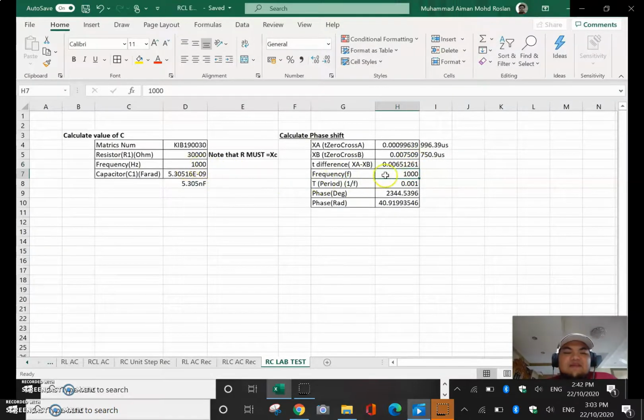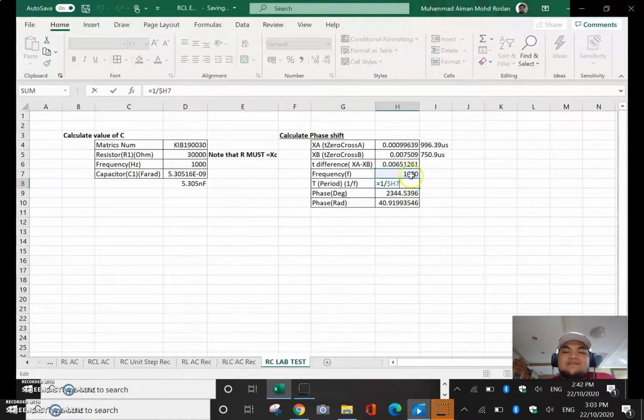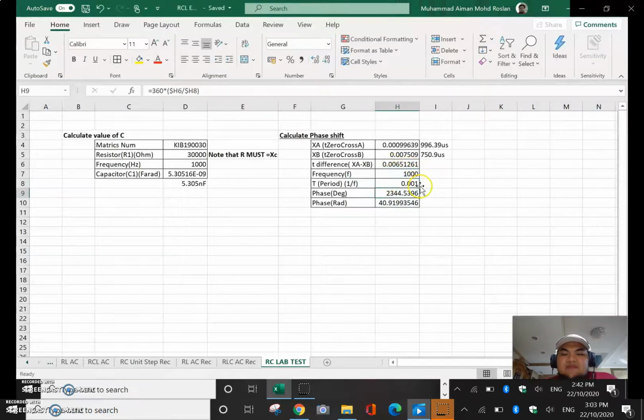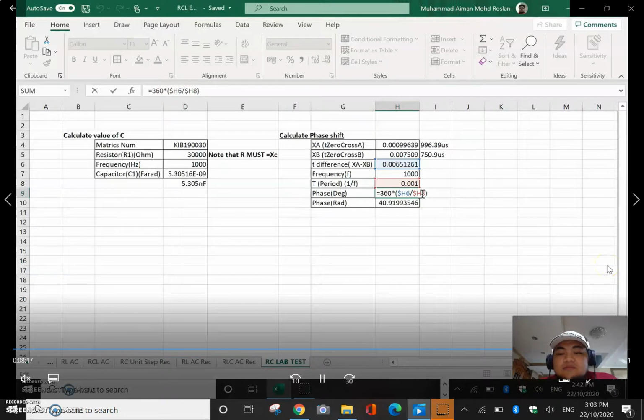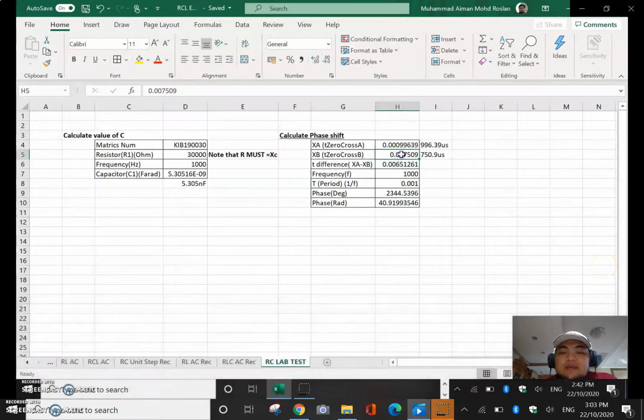And then the frequency, as mentioned earlier, is 1000 Hz, and we can get the period, which is 1 divided by frequency. And then from the values obtained and calculated, we can now calculate the phase shift in degrees. The formula here is 360 degrees multiplied by the time difference divided by the period.